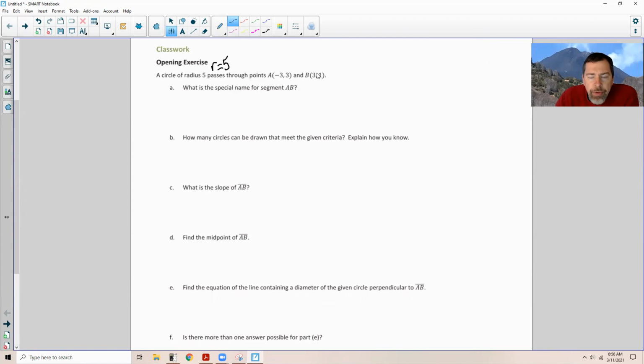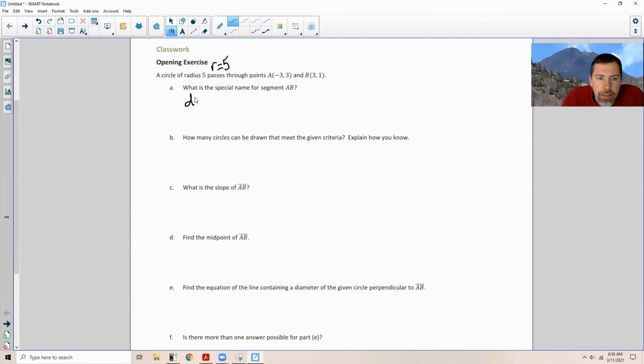Well, we need to find out how long AB is. If it is a length of 10, we would know it's a diameter. If it's more than 10, we know it's a secant. If it's less than 10, it's a chord, okay? So I'll explain that in a minute, but let's just find the distance between A and B.